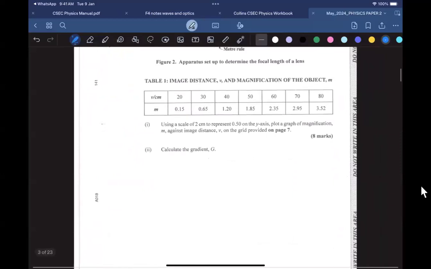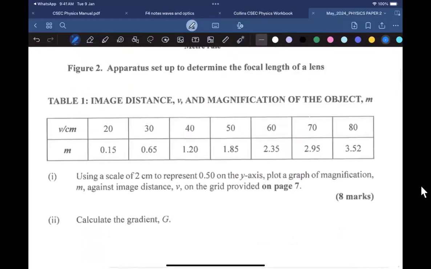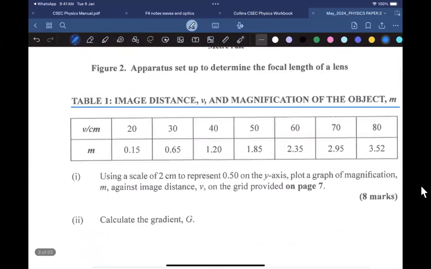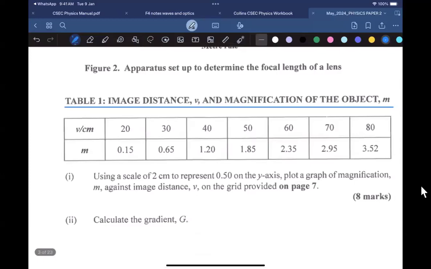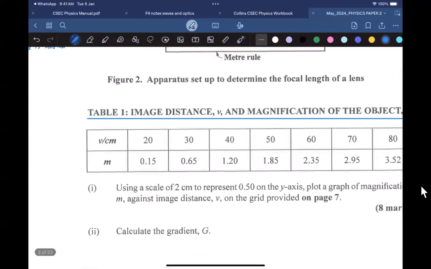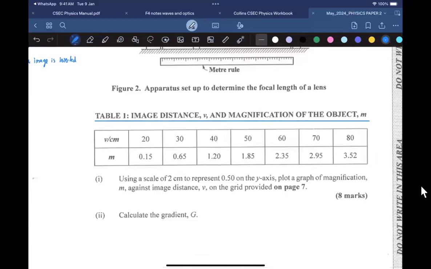Right? So guys, we will have to plot a graph, just saying. Right? So read this for me here. Justin, you were reading, so read that for me. Table 2, image distance V and magnification of object M. Right. So here, I'm not sure what to do, right? You see they're talking about image distance and magnification, right? What formula is that? Tell me something. What formula has magnification and image distance in it?